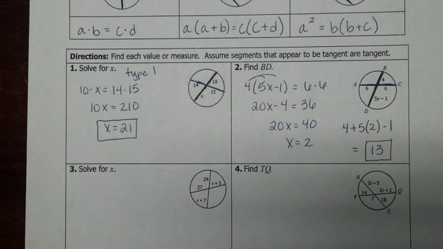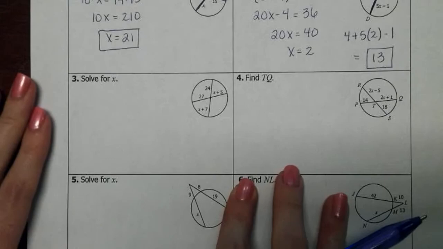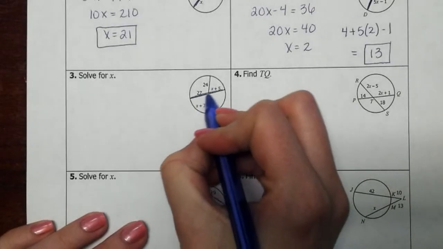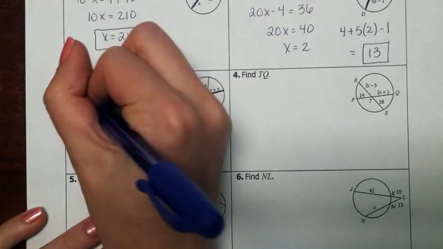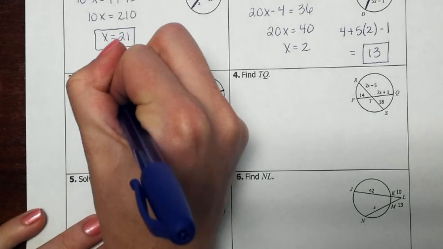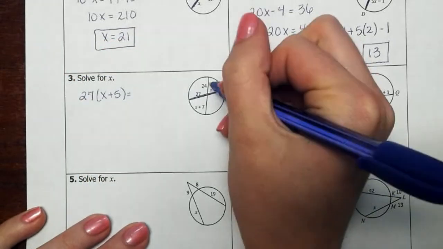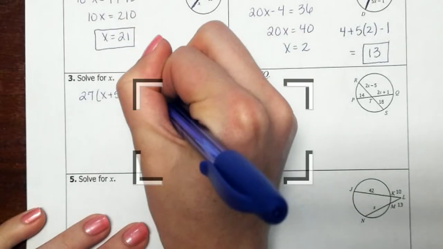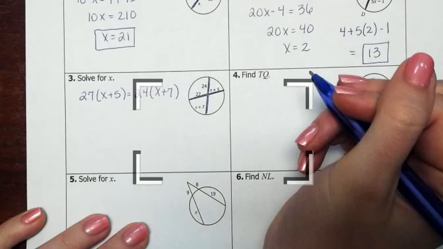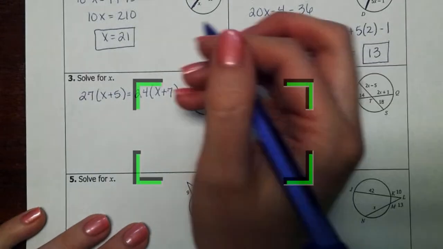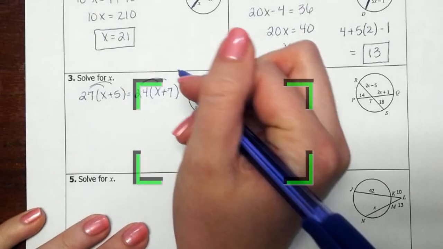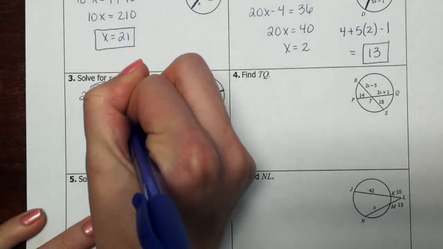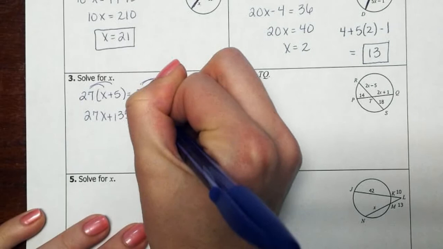Let's look at number 3. So pick a piece to start with. I'm going to pick this that has the 27 and the x plus 5, and I'm going to multiply. So 27 times x plus 5. I'm going to set that equal to the other piece, 24 times x plus 7. So I'm going to end up having to distribute on both sides. So I'm going to end up with 27x plus 135 equals 24x plus 168.